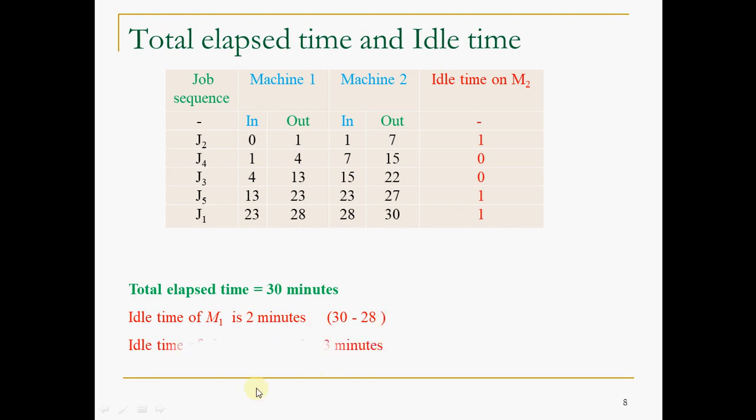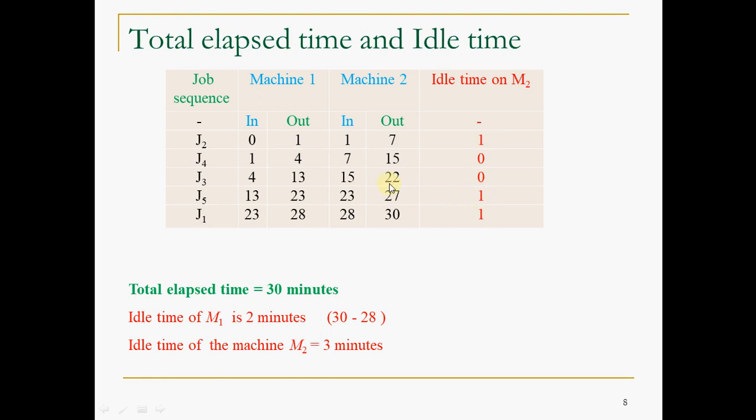Coming to the idle time of machine 2, it is 3 minutes. For that, we have included a column in the table itself. How is it 3 minutes? See here, 1 minute idle time. In the beginning there will always be idle time for machine 2, because unless this job comes out from machine 1, it cannot take it. So it is 1 minute here. So the out time will become the in time. So this is nothing but 1 here.